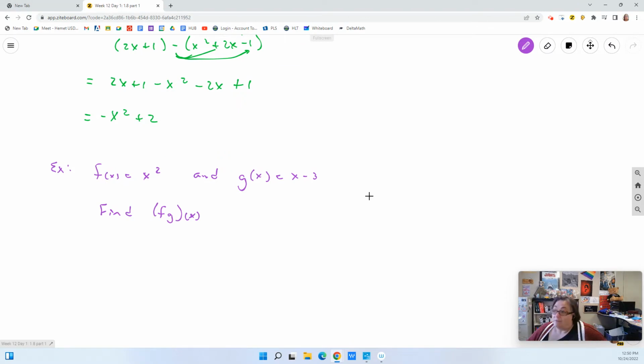So, same thing as before, right? We're going to take our x squared, right? That's our f of x, and we are going to multiply it times our g of x.